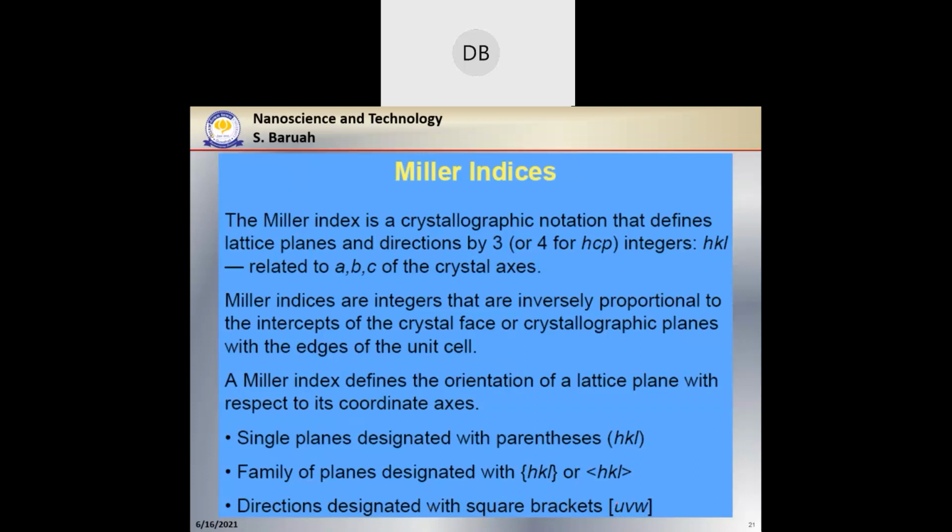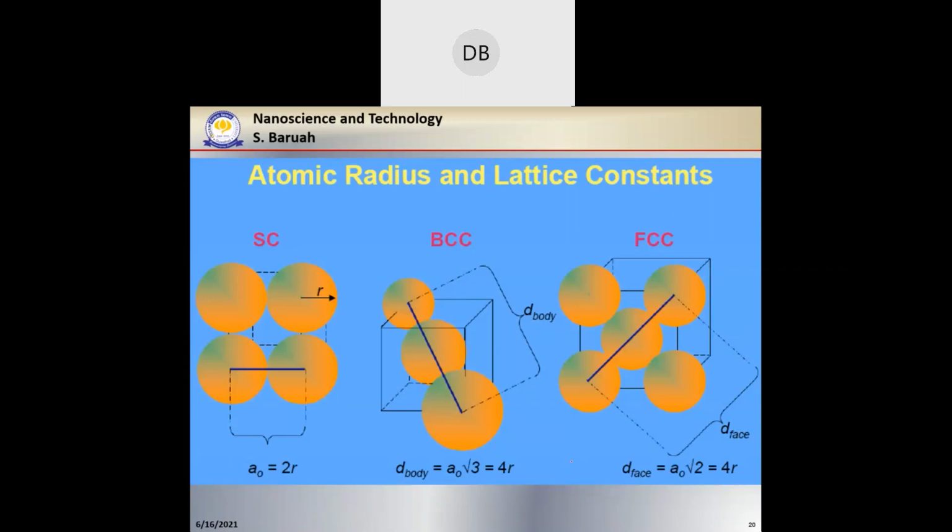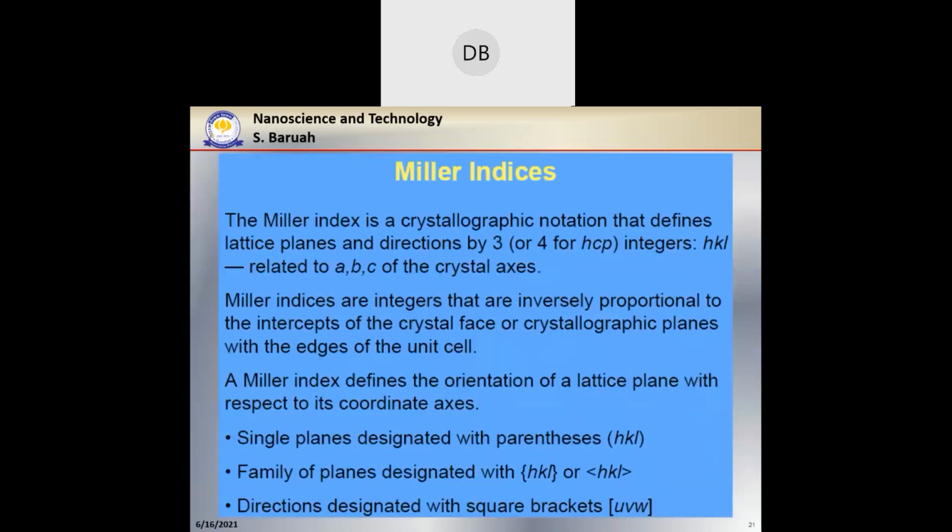Directions are designated with square brackets. Now, if you talk about direction, what is the direction here? Direction basically talks about the direction that the parallel planes appear in. That means if I say that this one has a Miller index of (001), as an example, then the next one also will have (001), and all the parallel planes will have. So the direction will be moving up like this. So if this plane is (001), then this direction is [001]. Okay, you understand? So it is perpendicular to the face, and that is expressed by these square brackets.